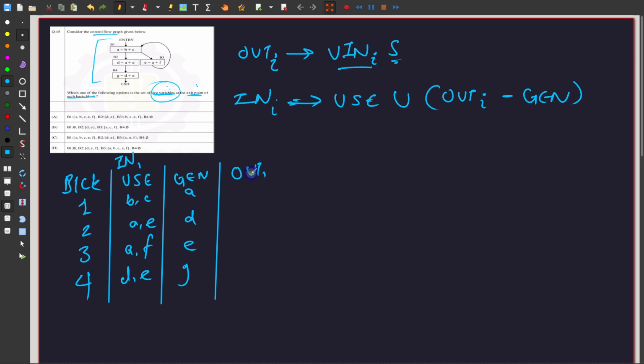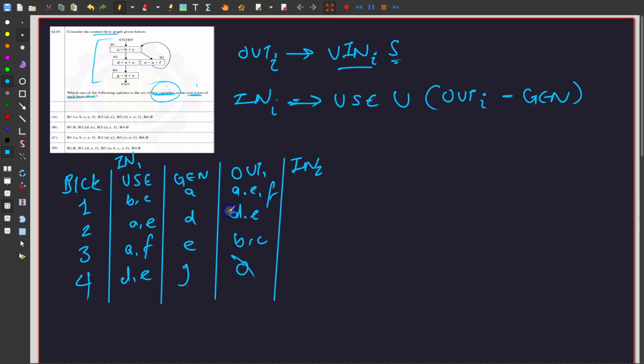Out 1, how do you get it? The successors of B1 are 2 and 3, so we just take the union of these and write it here: A, E and F. The successor of block 2 is block 4, so D and E. The successor of block 3 is block 1, so B and C. The successor of block 4 is nobody, phi, so no one cares. I noticed that the things are getting a bit tilted, who cares, we'll just keep moving.